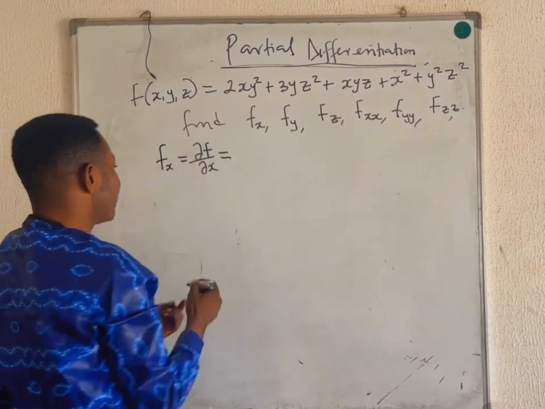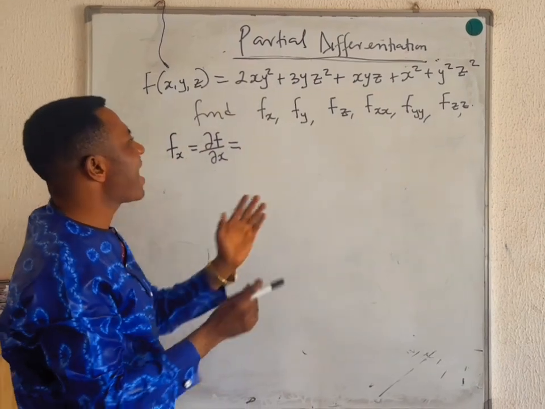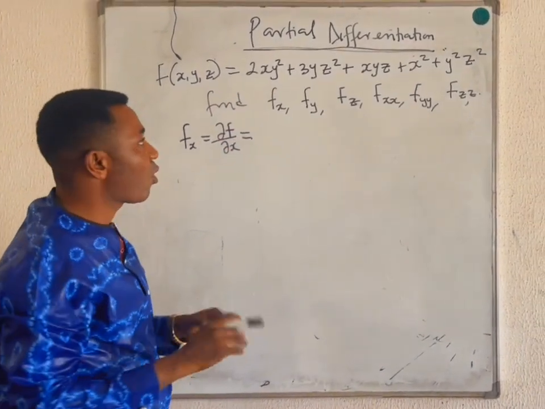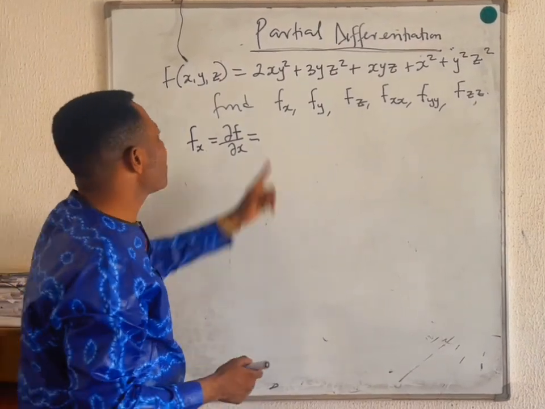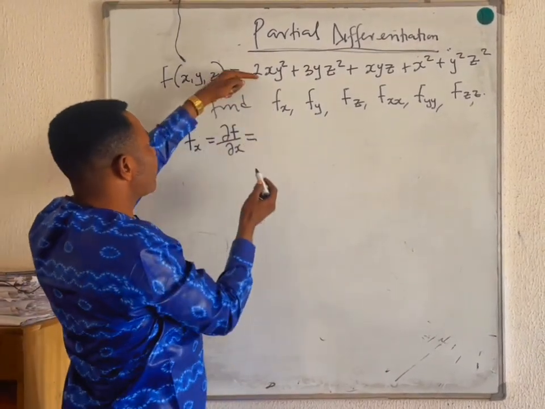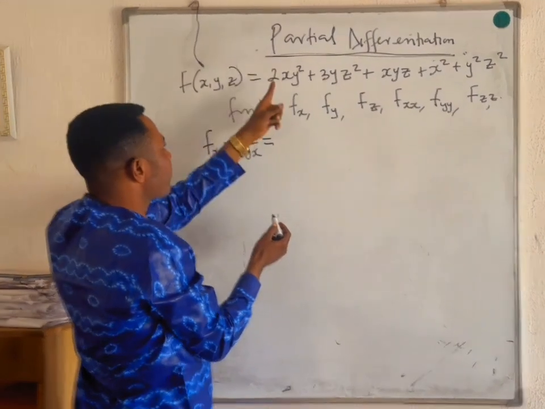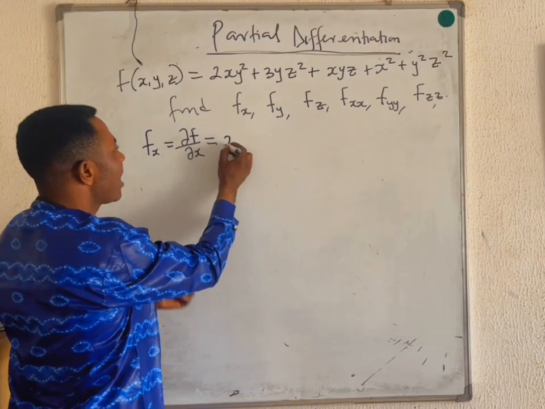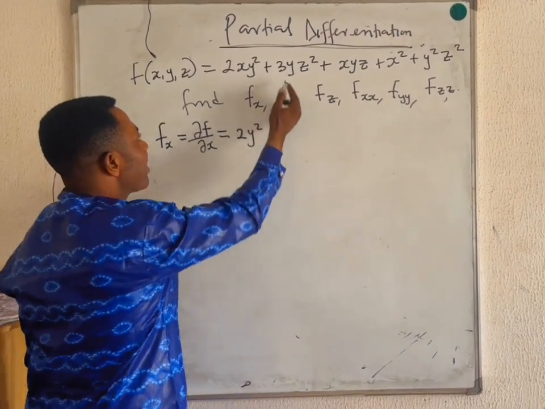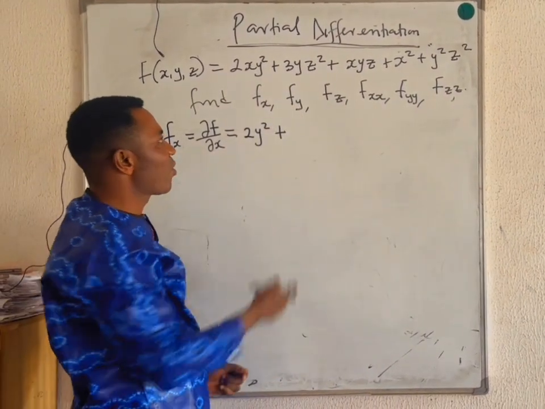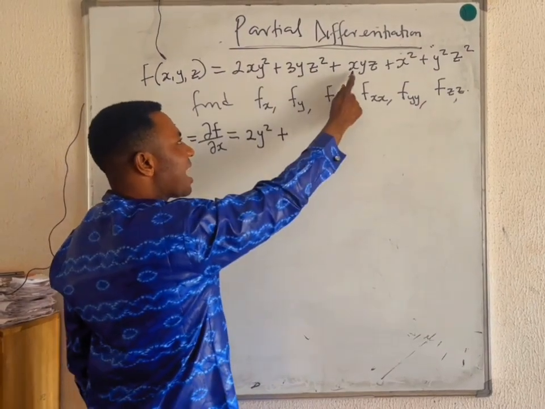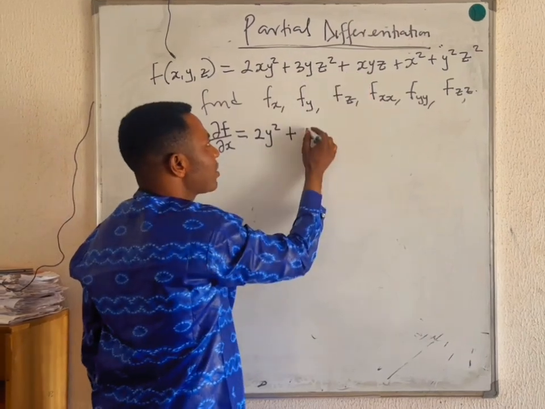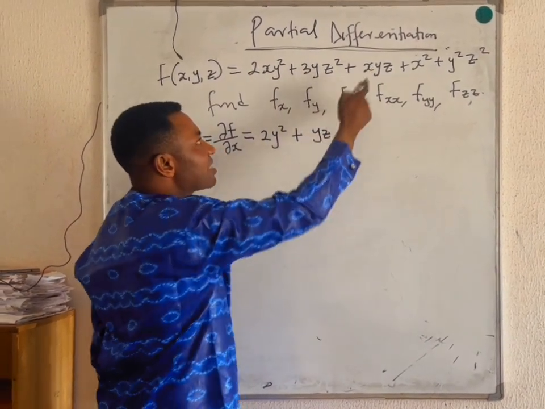So now what it means is we are going to differentiate this function, but anywhere we see x, that is where we differentiate. That's what we call partial differentiation. Anywhere we see x, like 2xy squared, there is x here, so we differentiate it. Differentiating x, we have 1, so we now have 2y squared. Moving on, 3yz squared, there is no x, so we have nothing to do with that one. When you check xyz, because there is x here, differentiating x you have 1, so we have yz.